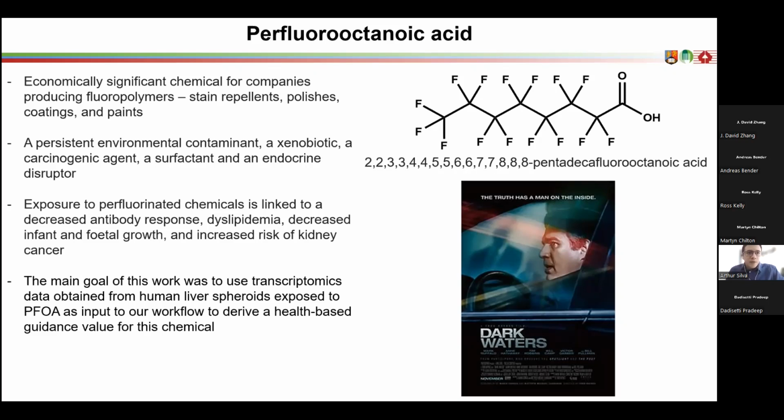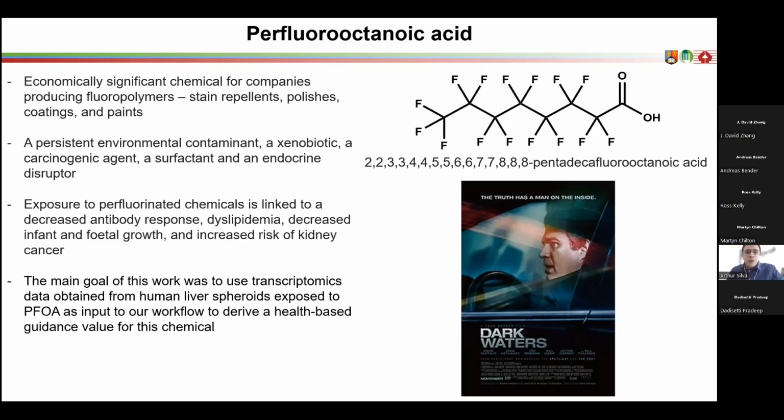Besides, PFOA is also a xenobiotic, a carcinogenic agent, and an endocrine disruptor. Exposure to perfluorinated chemicals in general is linked to a decreased antibody response, dyslipidemia, decreased infant and fetal growth, and increased risk of kidney cancer. And PFOA exposure came also to the spotlight due to the public case involving DuPont facilities and contamination of drinking water with PFOA in the United States. And it is very well presented in the movie Dark Waters for those interested in this movie.